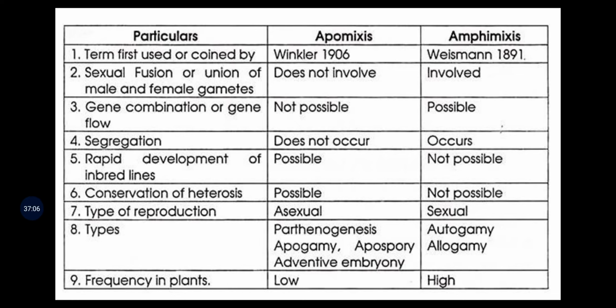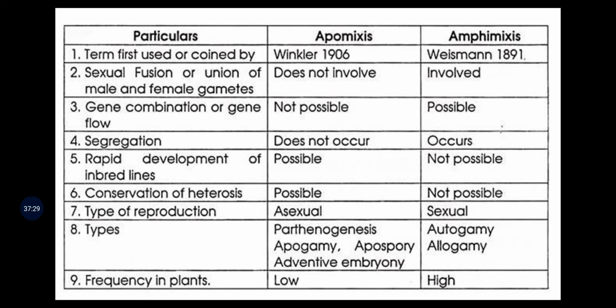Gene combinations or gene flow is not possible through apomixis, but it is possible in amphimixis. Segregation does not occur in apomixis, but it occurs in amphimixis. Then rapid development of inbred lines is possible through apomixis, not through amphimixis, which needs around 6 to 7 generations. Then conserving heterosis is possible in apomixis.